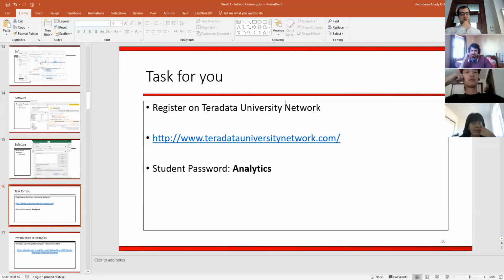Also, there is one task for you. Go to Teradata University Network. You'll get very good resources, and it is also associated with your textbook. On that website, you need to register, and the password is analytics. Basically, you get good training, some software, and you can even find some data and case studies. So let me just show it to you.